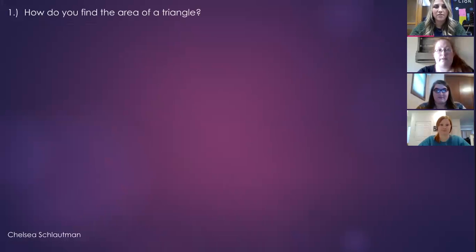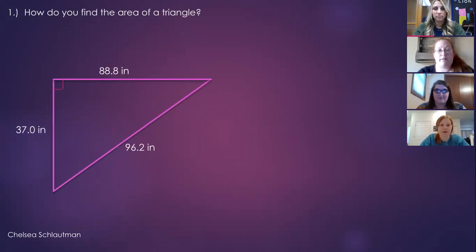Hey, Chelsea, how do you find the area of a triangle? All right, well, we have this example here of a triangle, and we're going to use a specific formula for a triangle, which is going to be A equals 1/2 times the base times the height.